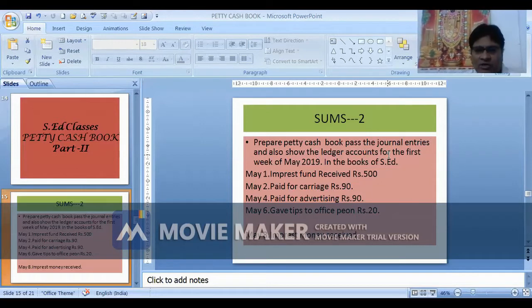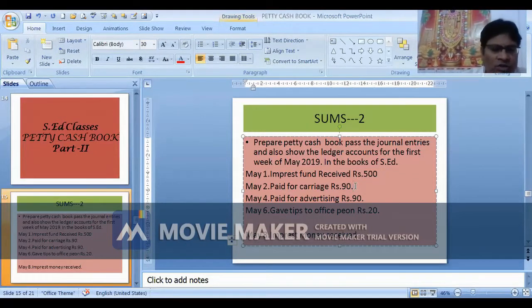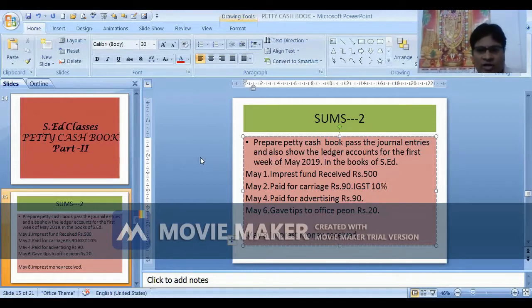Imprest fund received is 500. It's not carry forward but received. Paid for carriage 90. Paid for advertising rupees 90, gave tips to office peon 20. I will also be putting IGST in the carriage. Carriage IGST is 10%. Now let's see.